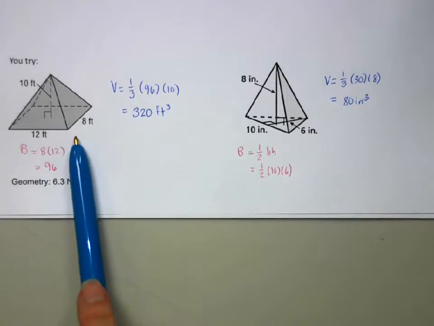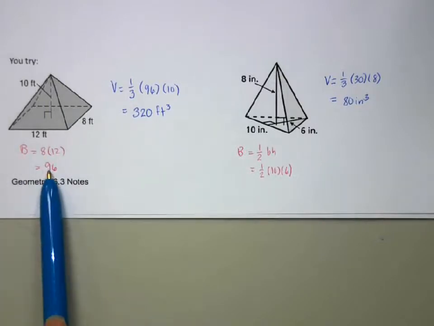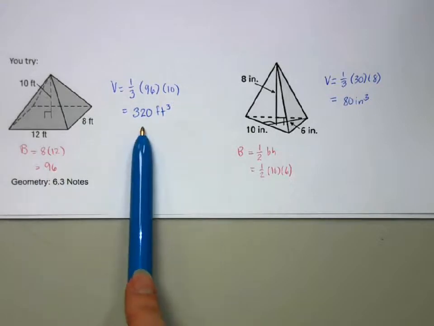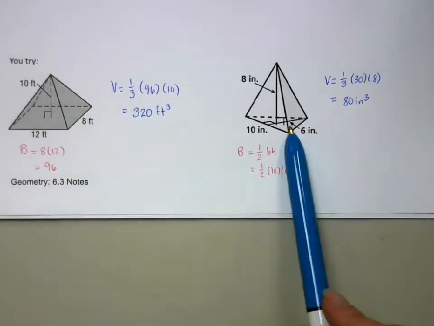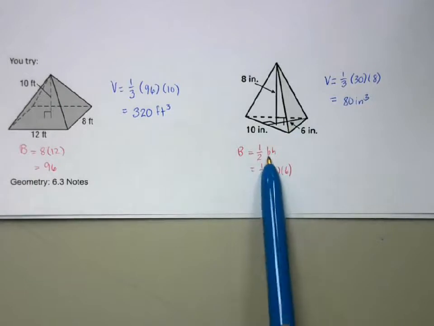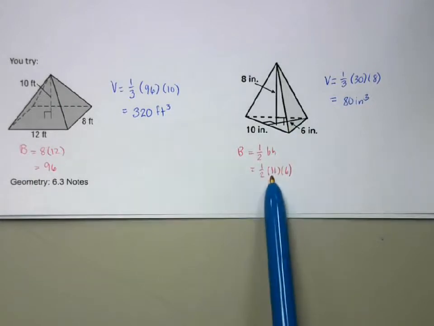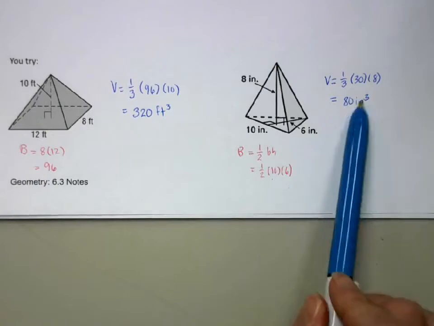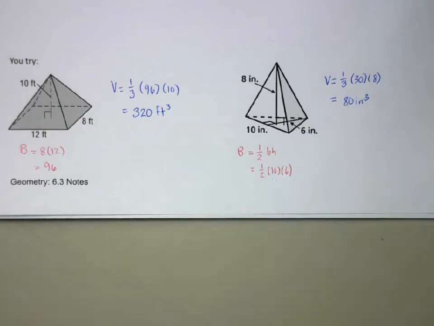So here we have a rectangular pyramid. The area of the base is 12 times 8, or 96. So for that one we get 320. This one has a base that is a triangle, so we have to use 1/2 base times height of the triangle, which is going to be 10 times 6 divided by 2. Plugging that in, we get 80.